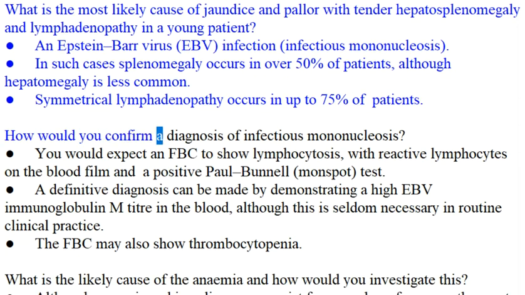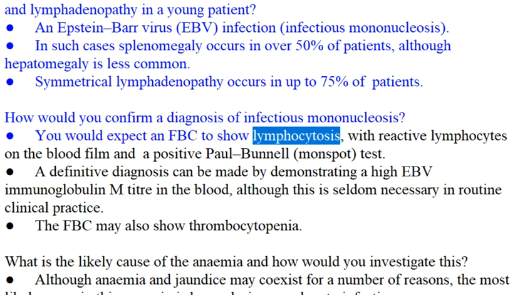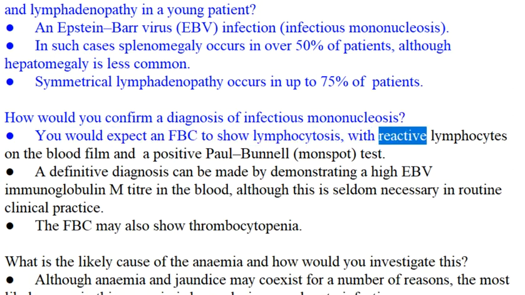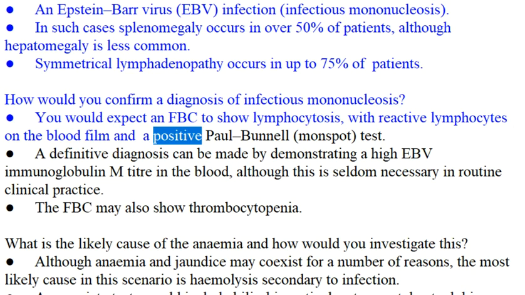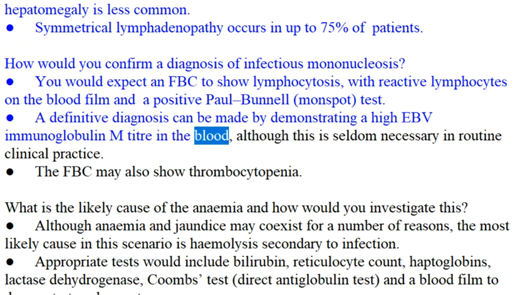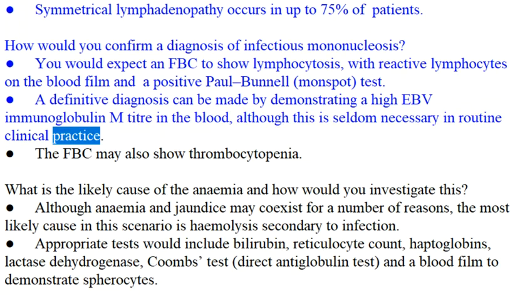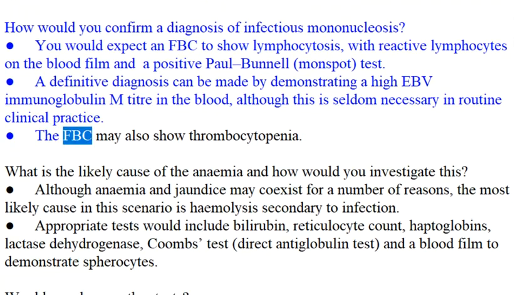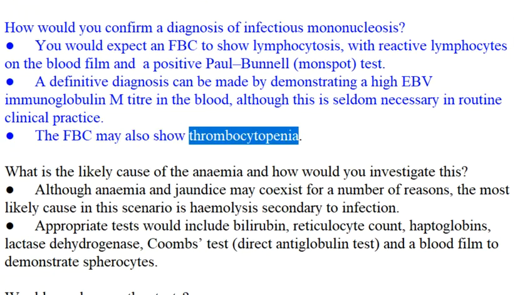How would you confirm a diagnosis of infectious mononucleosis? You would expect an FBC to show lymphocytosis, with reactive lymphocytes on the blood film, in a positive Paul-Bunnell or Monospot test. A definitive diagnosis can be made by demonstrating a high EBV immunoglobulin M titer in the blood, although this is seldom necessary in routine clinical practice. The FBC may also show thrombocytopenia.